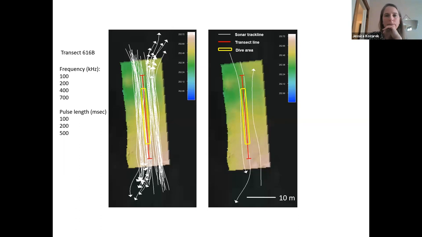And again, here's another example. This is information along one of those transects. You can see the white lines indicate the boat passes. So again, 36 total passes per transect line to meet these 12 combinations of frequencies and pulse lengths in the sonar settings. The figure on the left is showing all 36 passes, and the figure on the right is showing those passes at different distances from the transect line. So basically right over the transect line, offset a little bit, and then offset a little bit more so that we get different angles of the sonar hitting our transect line.